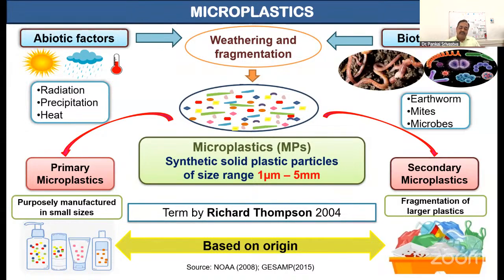There are two kinds of microplastic. The first is primary microplastic, purposely manufactured in small sizes, mostly for personal care products. And secondary microplastic is formed by deterioration, fragmentation, and weathering of larger plastic used for other purposes. Both biotic and abiotic factors play their role in converting the larger plastic particle into smaller shapes. This microplastic is a synthetic solid plastic particle in the size range from 5 mm to 1 micrometer, and anything smaller than that we call nanoplastic.